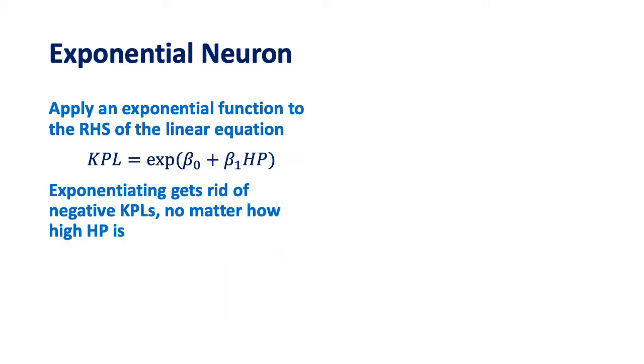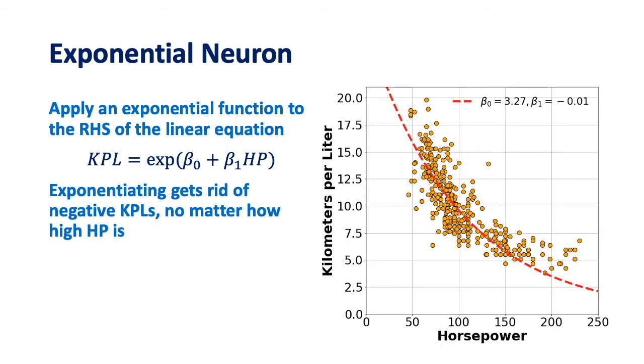We can solve some of these problems by applying an exponential function to the right-hand side of the linear equation. Exponentiating gets rid of negative kpls no matter how high the horsepower is, so we will never get a negative number as an output. By applying the brute force search strategy to this model, we get this best fitting curve. And if we measure its mean squared error, we can see that it improves on the linear model, as it has a mean squared error of 3.78, which is lower than the linear model's 4.38.